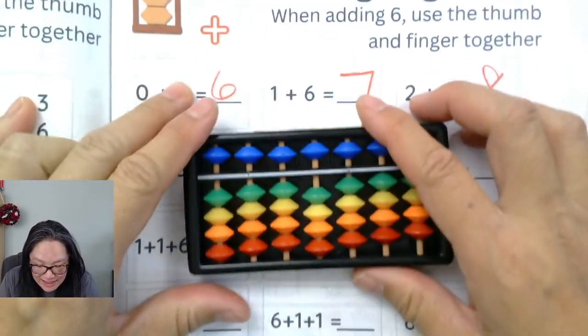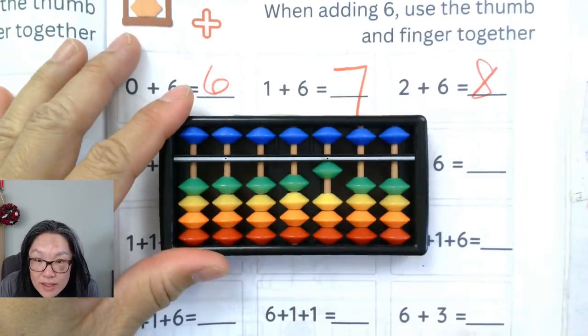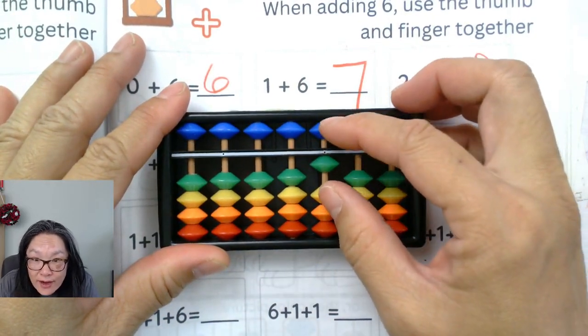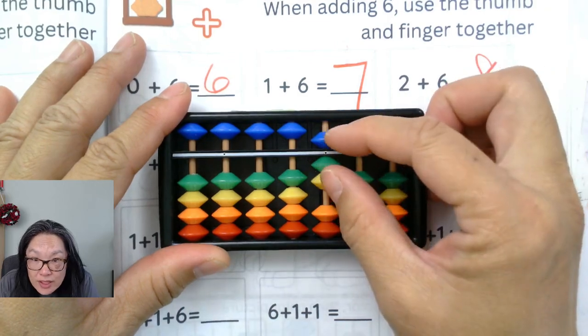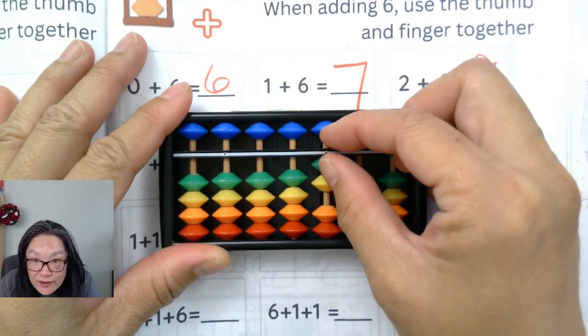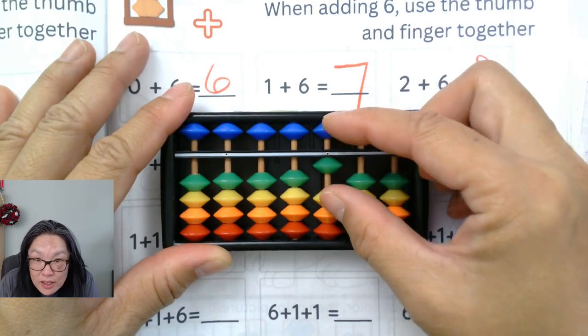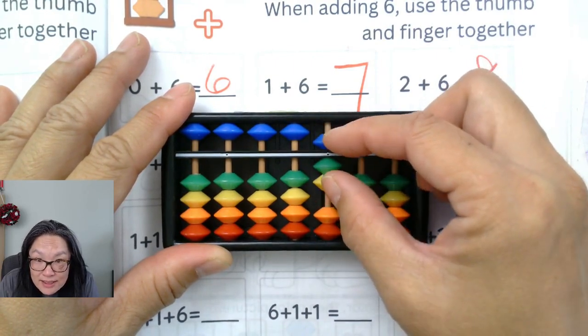So we have 6. If I have 1, how do I make 6? 6 is a 5 and a 1, and I bring it together like that. So you notice, if I want to minus the 6, I take it away. Add the 6, take away the 6.